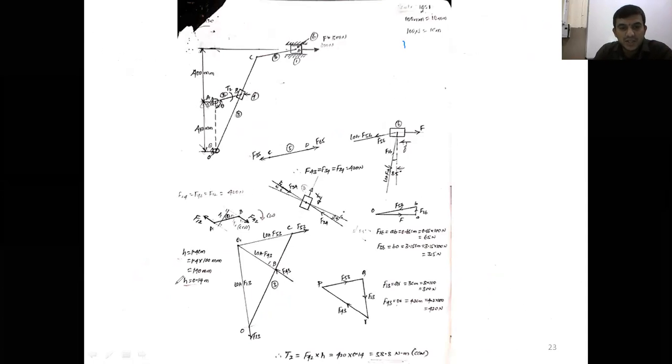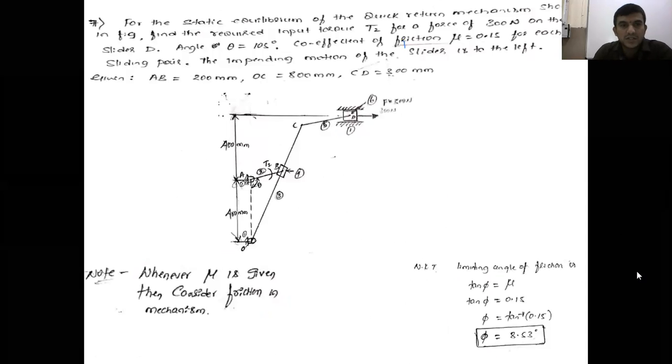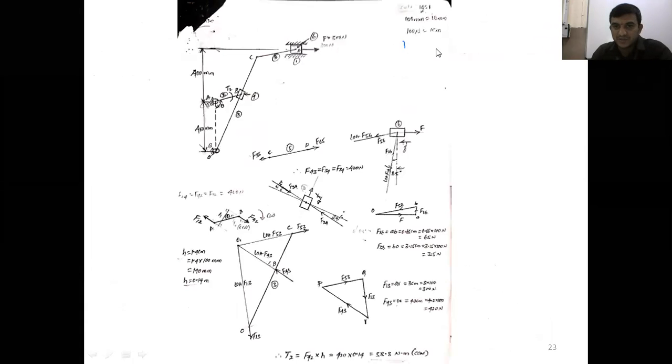See the dimensions: crank AB is 200 mm, sorry, 200 mm, OC is 800 mm, again CD is 300 mm. The 1:1 scale is not possible. That's why we'll go for a reduced scale. What is the reduced scale here? Now chosen here it is a 10:1 scale. What does 10:1 mean? 10 mm is converted into 1 mm, or 10 centimeter is equal to 1 centimeter. Right? By taking a suitable scale, then draw the space diagram.